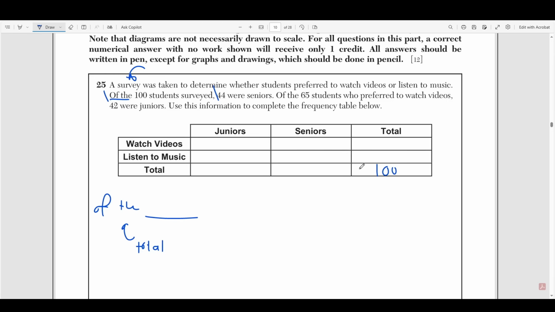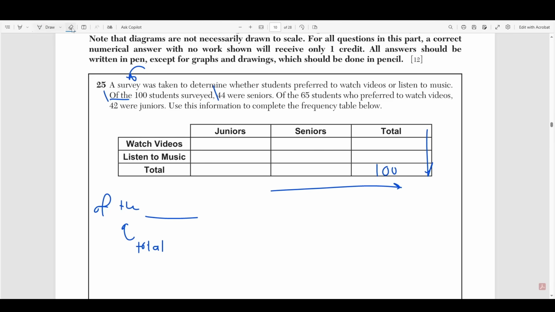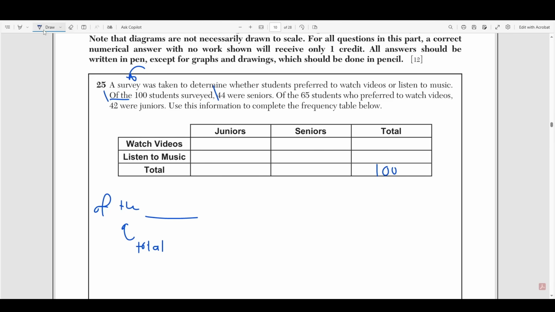So here we have a total column and here we have a total column. Wherever you see two total columns intersect, that's what we usually call the grand total, or the total of everything, right? So juniors, seniors, watch videos, listen to music, everything in total. Because there's 100 people, so there should be 100 responses. So out of those 100 people, 44 were seniors. So in total here, when we add up the number of seniors that watch videos and listen to music, there should be 44 of them.